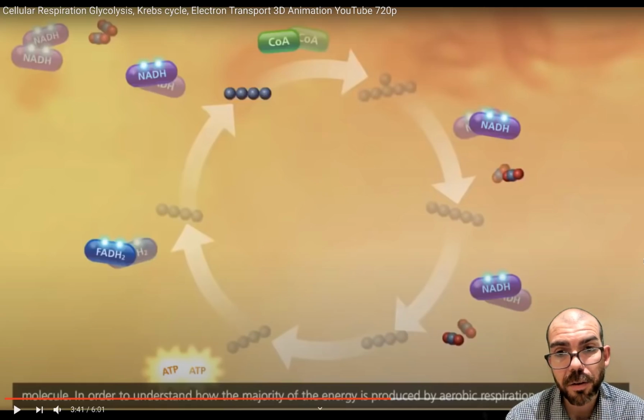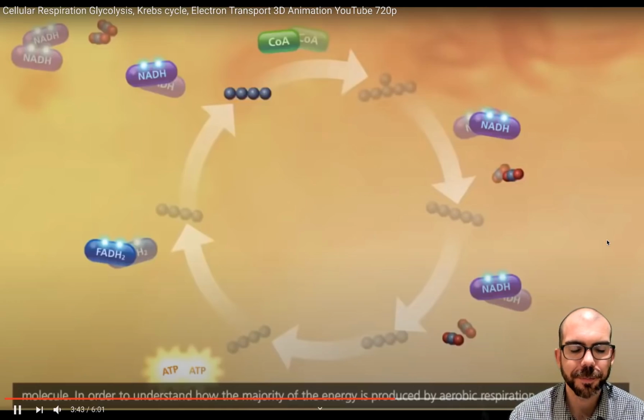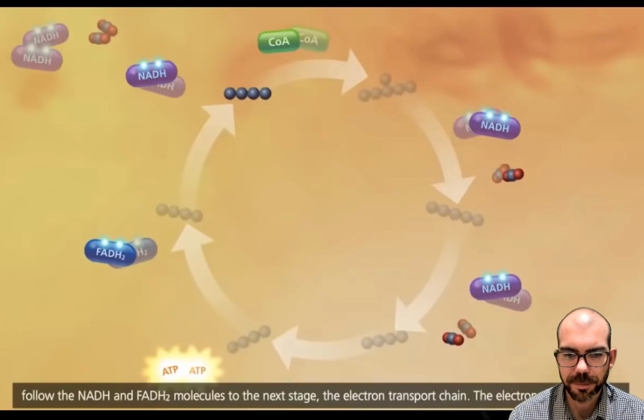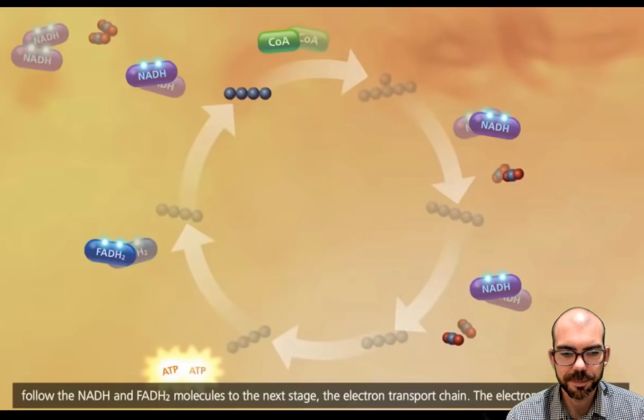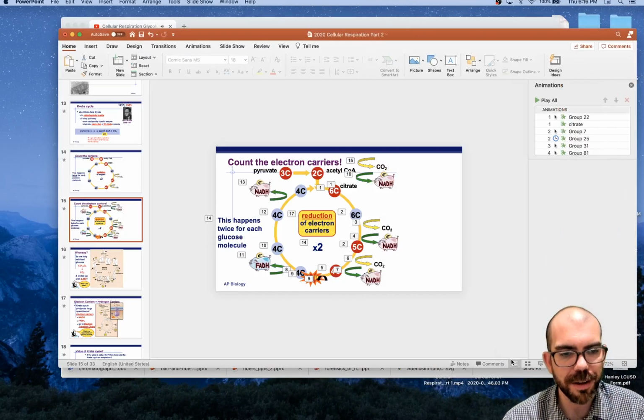That's a huge gain. We're getting a ton of NADH and FADH. We're putting money in the bank that we can use later to make ATP. In order to understand how the majority of the energy is produced by aerobic respiration, we need to follow the NADH and FADH2 molecules to the next stage, the electron transport chain. And we'll do that after looking at the Krebs cycle again.